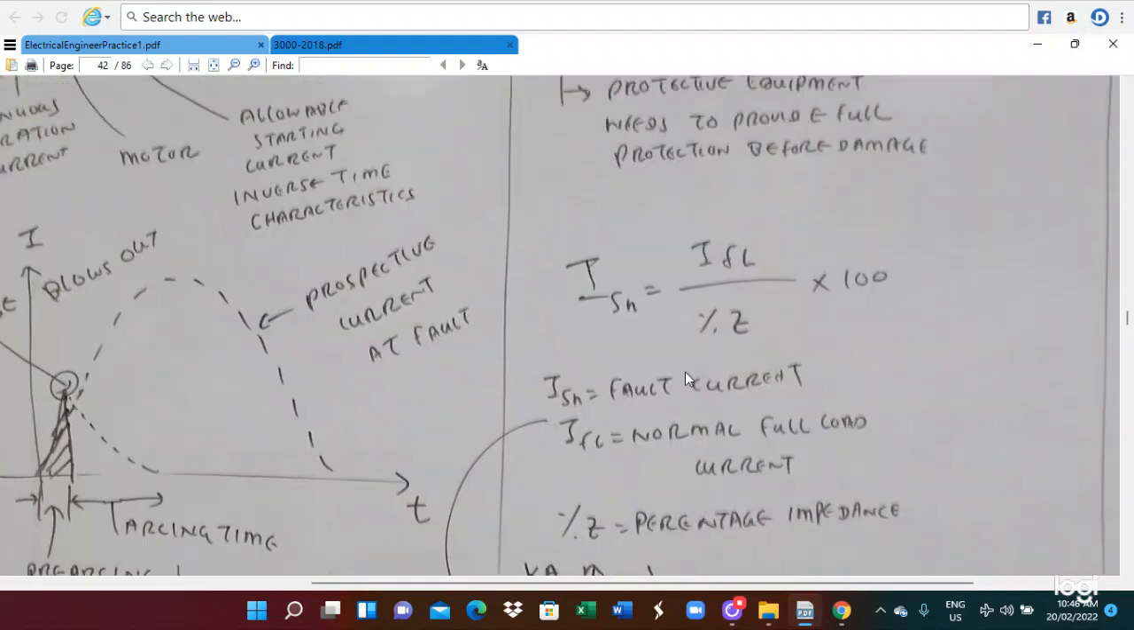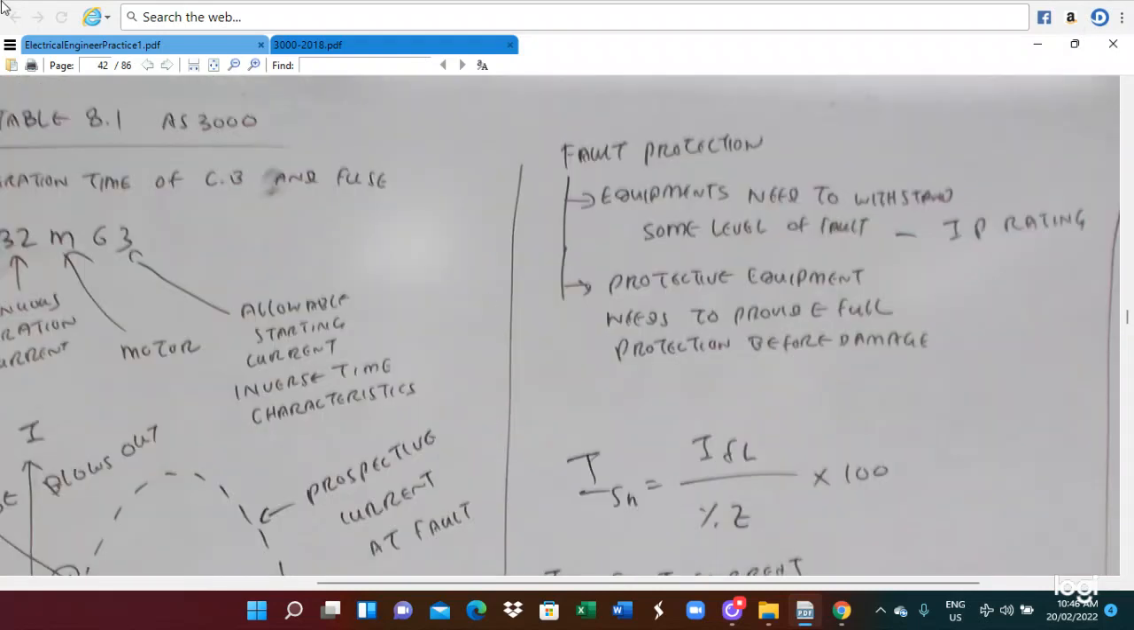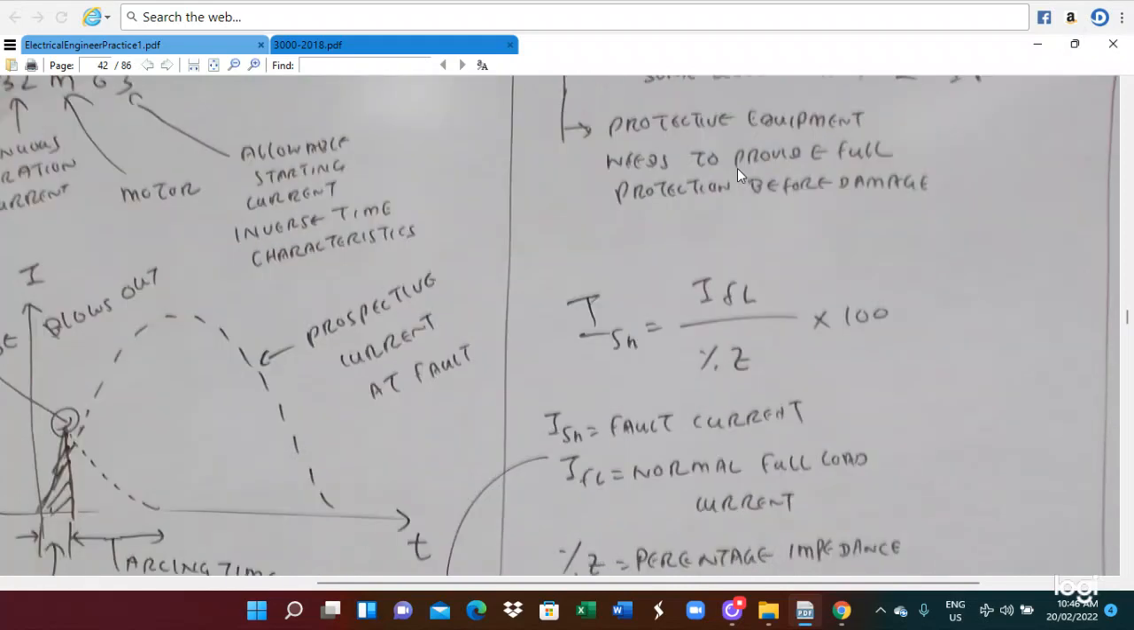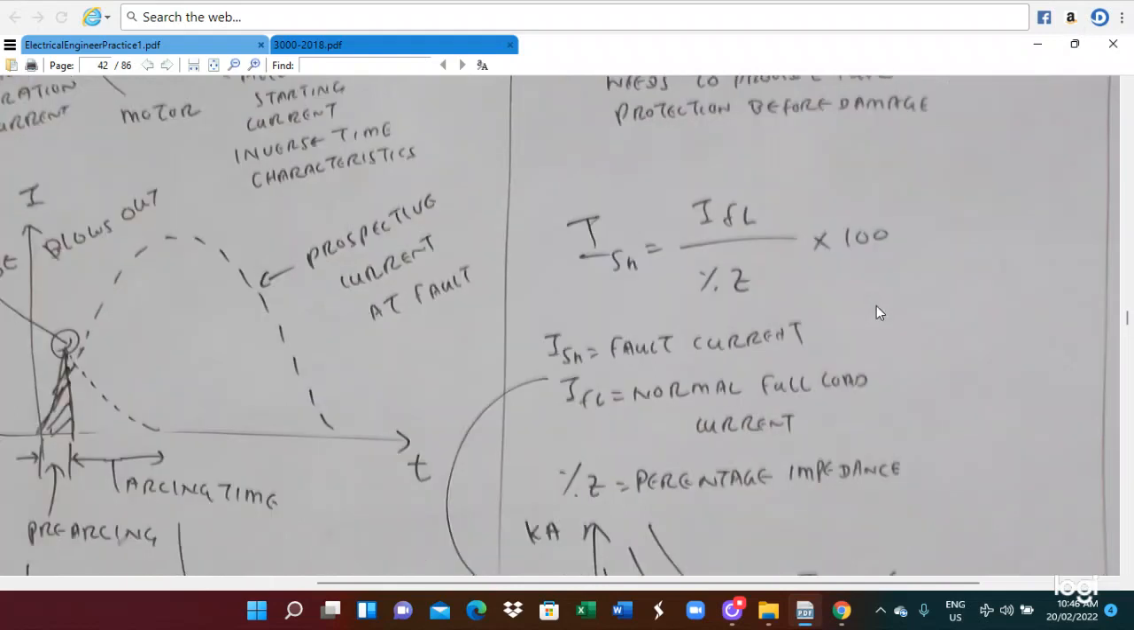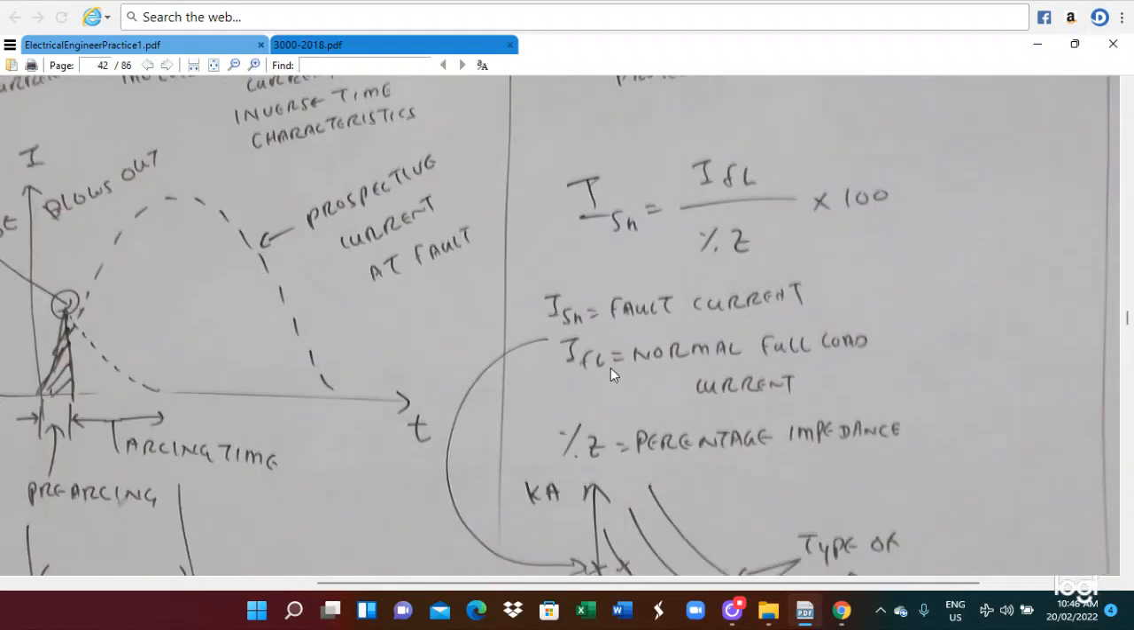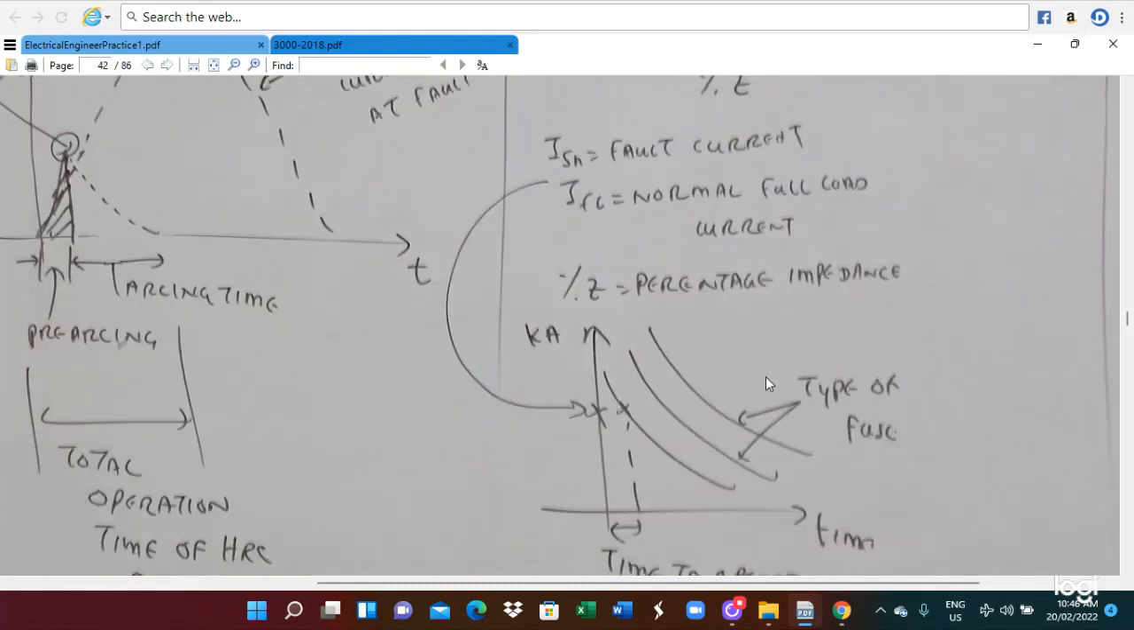So we have to calculate the fault level of protection. Equipment needs to withstand the short circuit level. This is the IB rating, the insulator rating, and also the protective equipment needs to provide full protection before damage. Those are important for protection. The short circuit current is calculated by this formula: IS equals IF divided by percentage Z times 100. IS is the short circuit current, IF is the normal full load current, and percentage Z is the percentage impedance.